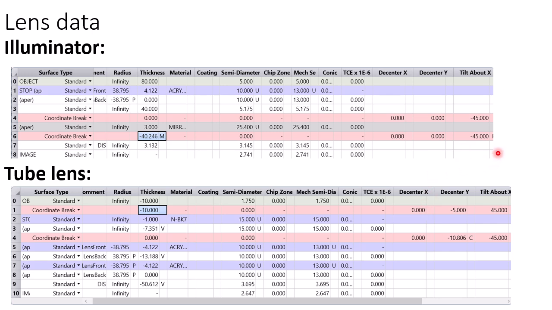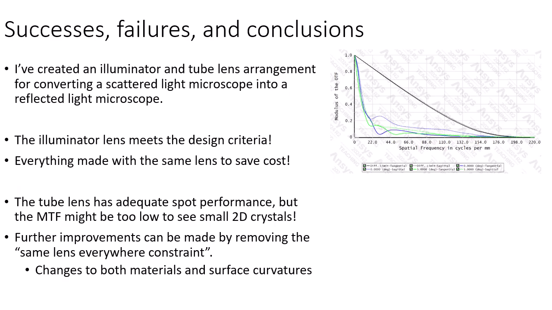And with that, I'd like to kind of talk about successes, failures, and conclusions. So we've created this illuminator and tube lens arrangement for this microscope, and that's really nice. The illuminator definitely meets the design criteria, so it's looking great. Everything was made with the same lens too, which is what we wanted. But the tube lens has adequate spot performance, I believe, but the MTF is probably too low to see our smaller crystallites. So we need to improve this, right?